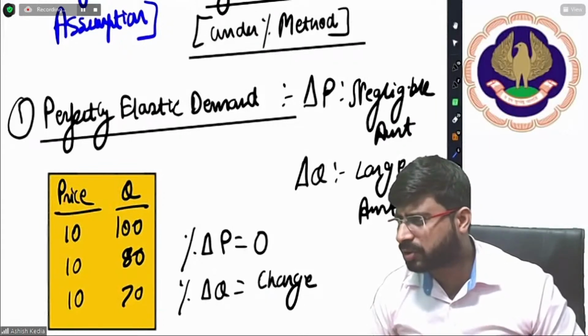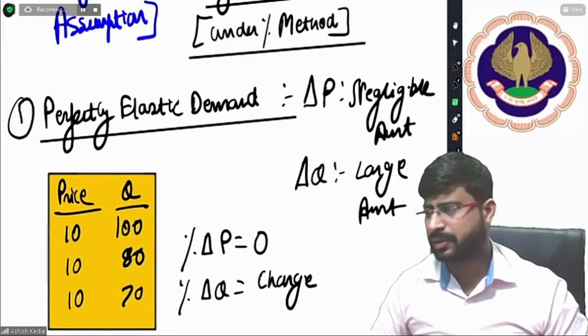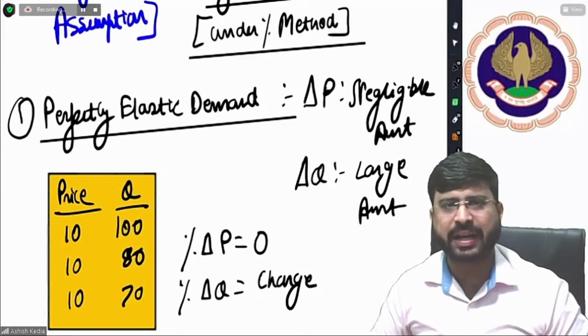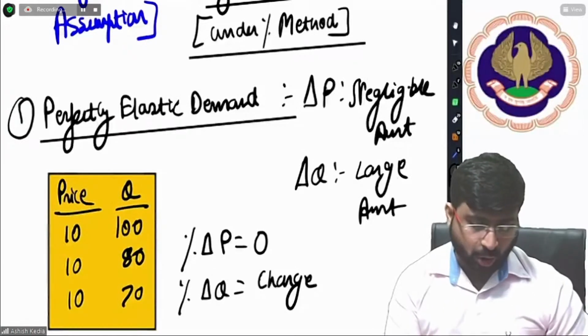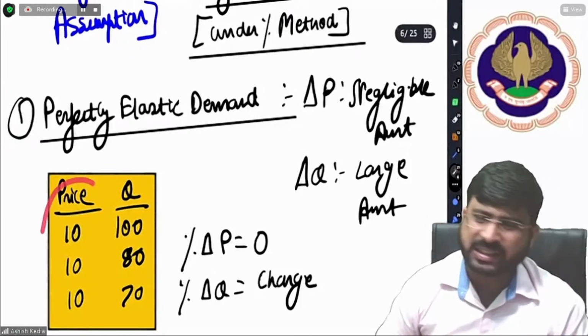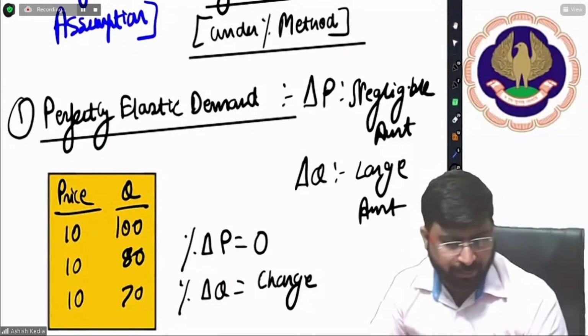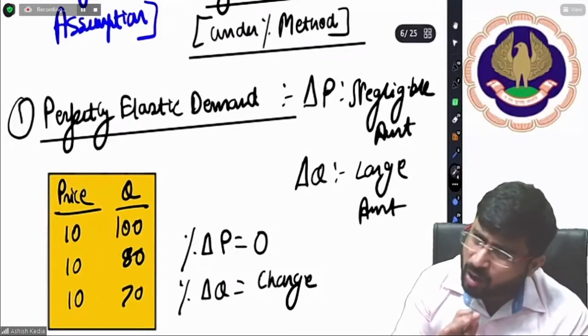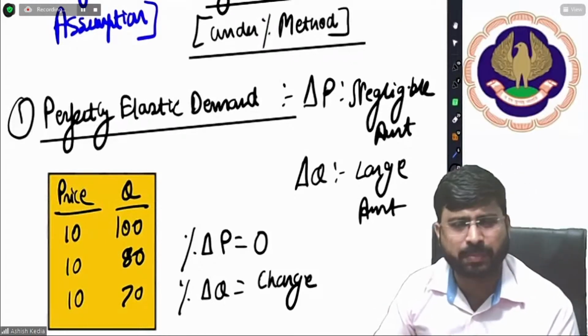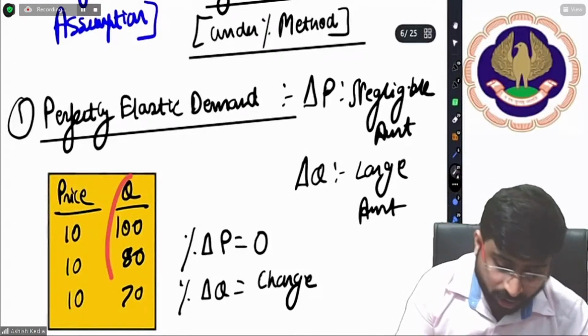Sir, is it really possible? No. And yes, price is taken per unit, correct. And remember, when I'm talking about perfectly elastic demand, is it really possible? No. But what happens in perfectly elastic demand? Here, there is negligible change in price, but quantity changes.